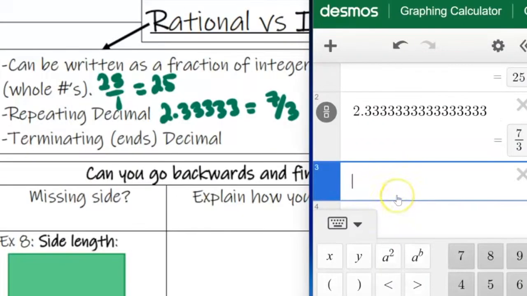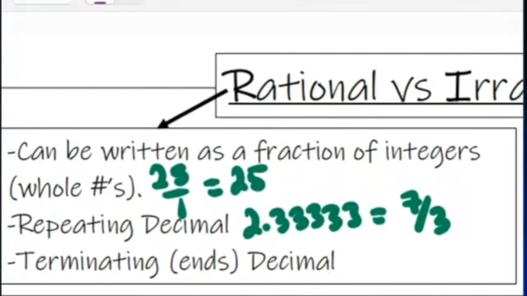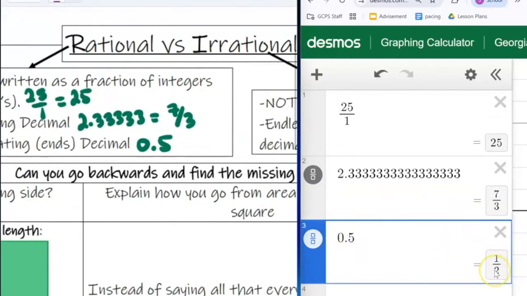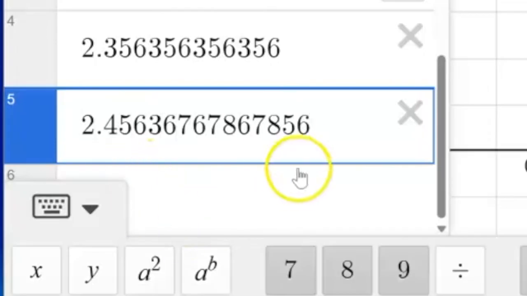And then a terminating decimal. What that means is something like 0.25 or 0.5. All right, it ends. A terminating decimal ends. So why is this a rational number? Because again, I can write it as a fraction of integers. Or if I had a terminating decimal, let's just randomly do that. It ends. In other words, it ends right here. So this keeps going, but that ends right there.